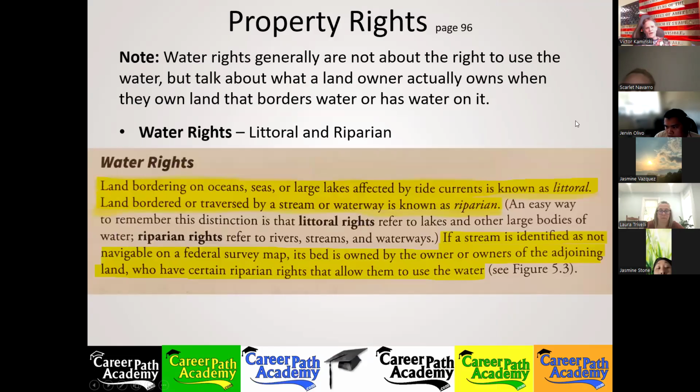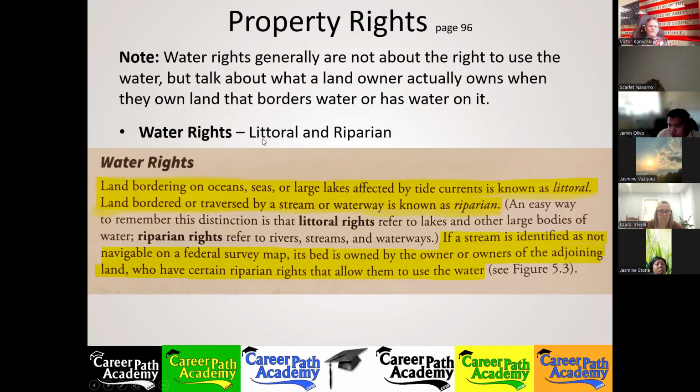All right, now we're going to learn about water rights. Okay, when we talk about water rights, it could be dealing with the use of the water and being able to use the water and all. But in this regard here, we're not going to talk about it in that regard. We're going to be talking about what do you own when you own land that either borders water or has water on it. What exactly do you own? Well, water rights generally are not about the rights to use the water, but talk about what the landowner actually owns when they own land that borders water or has water on it.